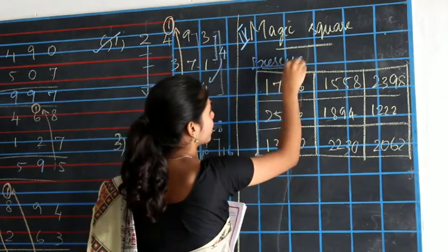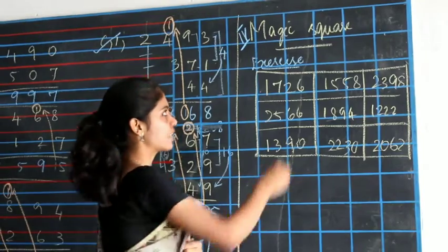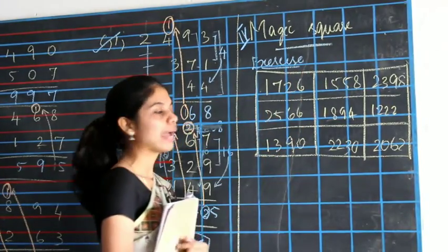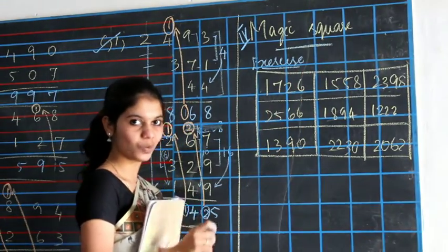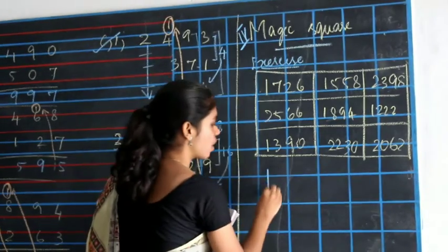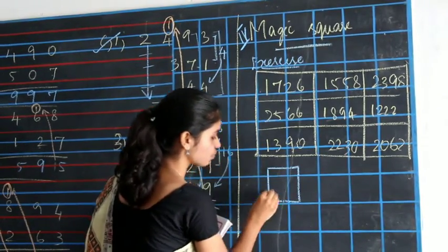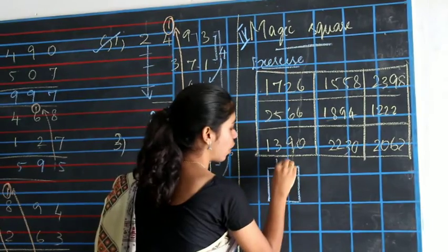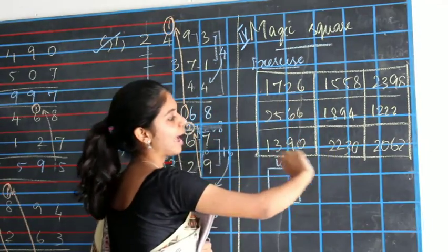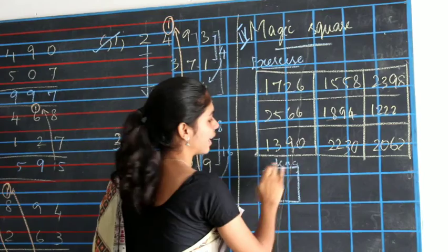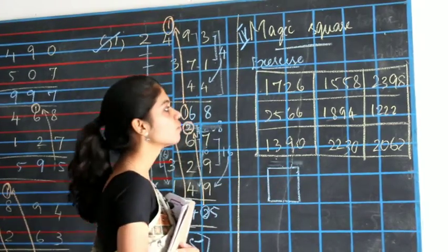So it's kind of fun. What is a magical square? A magical square is a square. Square means it's a box that contains equal length on all the sides, but here I have written a rectangle, so don't consider that.